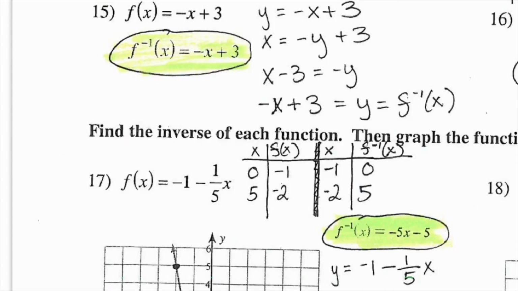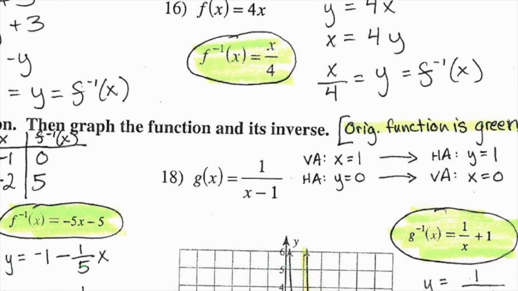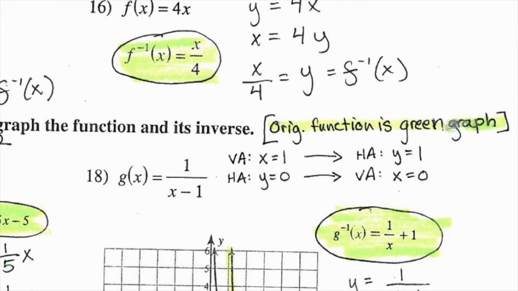Finally, in this section, let's look at number 16. And for number 16, we have again a very basic expression of just a linear equation to begin with. So y equals 4x, trade the places of x and y, solve for y. It's just a simple divide by 4 here. So x over 4 equals your f inverse in this case.